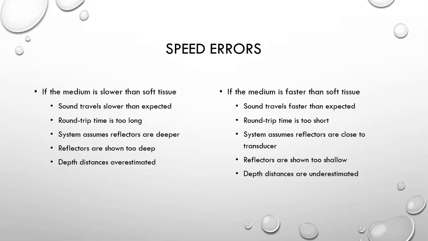So with speed errors, if the medium is slower than soft tissue, then the round trip time is too long and the system will place the reflector deeper than it should be. If the medium is faster than soft tissue, then the round trip time is shorter than it should be, and the system will place the reflector closer to the transducer than it should be. And so in the first case, the distances are overestimated, the depth is overestimated. In the second case, where it's faster, the depth is underestimated.